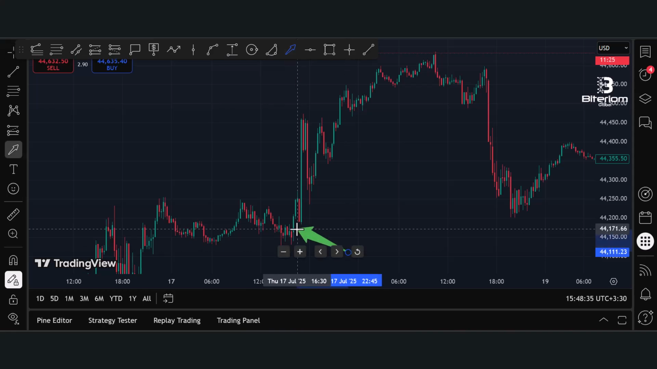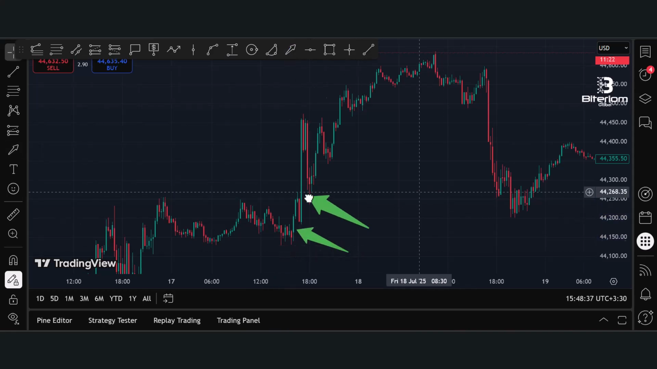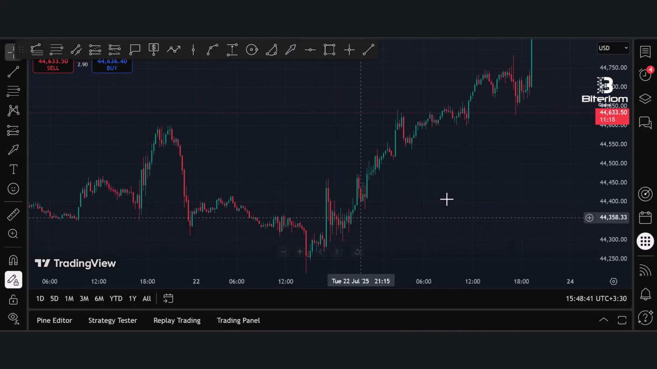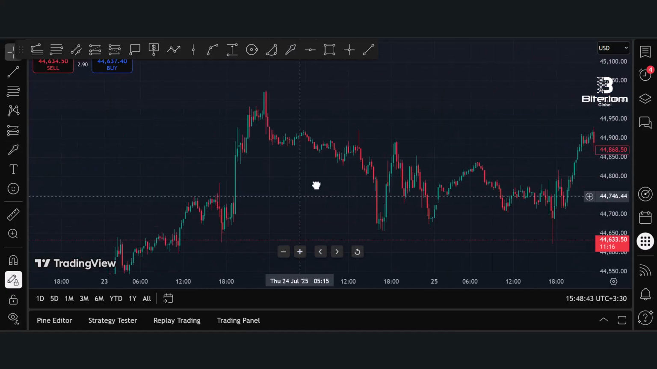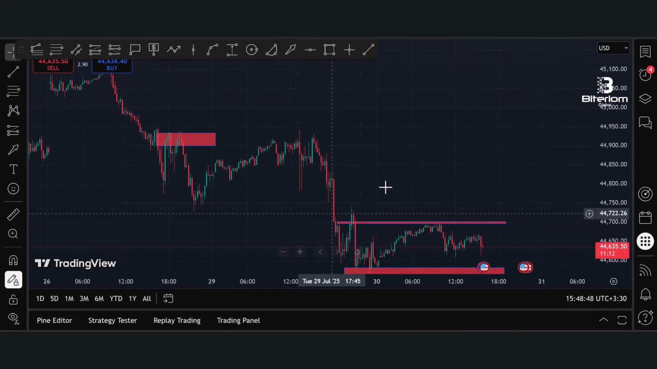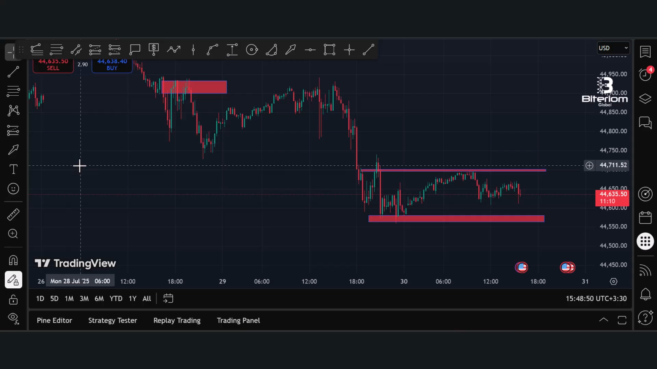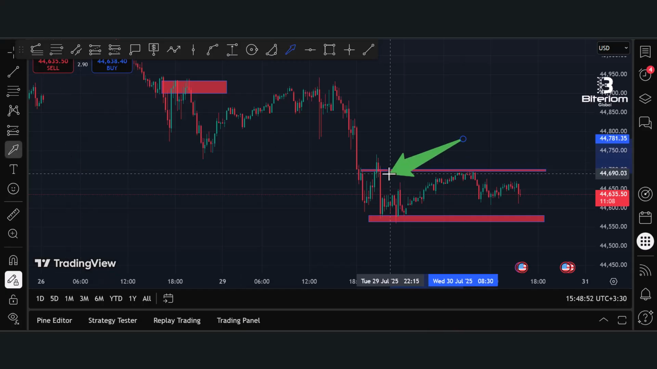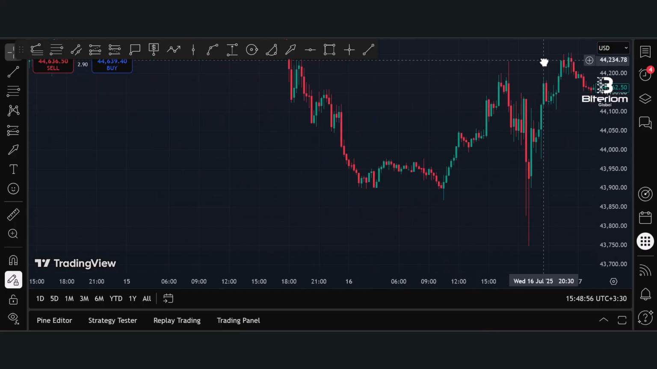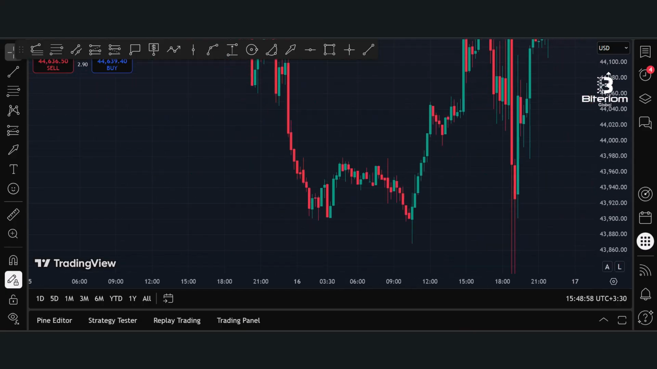Here we have one spike leg, two spike legs here, a spike leg like here, or spike candles, guys. Here too you can see we have a spike leg, guys. Here we have another spike leg like this area. After a spike leg, we want to see for a pullback candle.